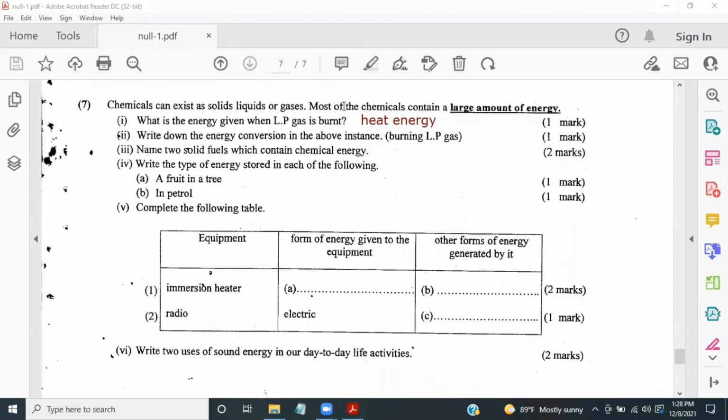Write down the energy conversion in the above instance. In LP gas, there is chemical energy. The conversion should be written down with an arrow: chemical energy converts into heat energy.